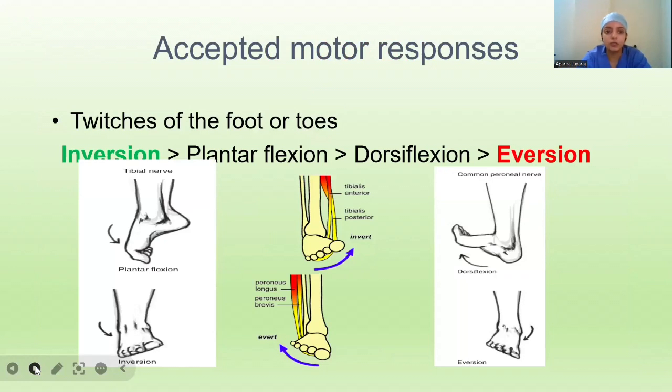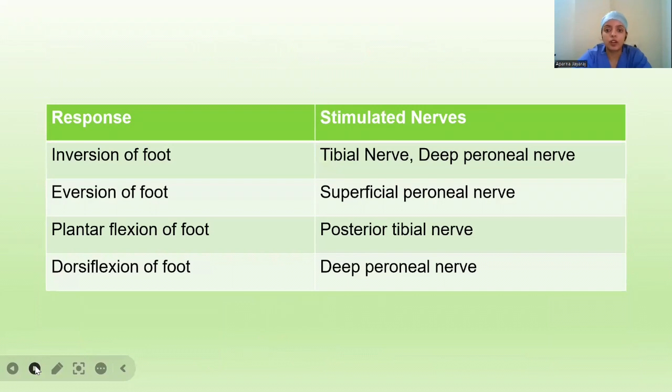So the ideal response includes inversion more than plantar flexion, more than dorsiflexion, more than eversion. The inversion of foot is caused by the tibial nerve and the deep peroneal nerve, eversion by the superficial peroneal nerve, plantar flexion by the tibial nerve, and dorsiflexion by the deep peroneal nerve. Since inversion of foot involves both the nerves, that is considered to be the most ideal response for a popliteal sciatic block.